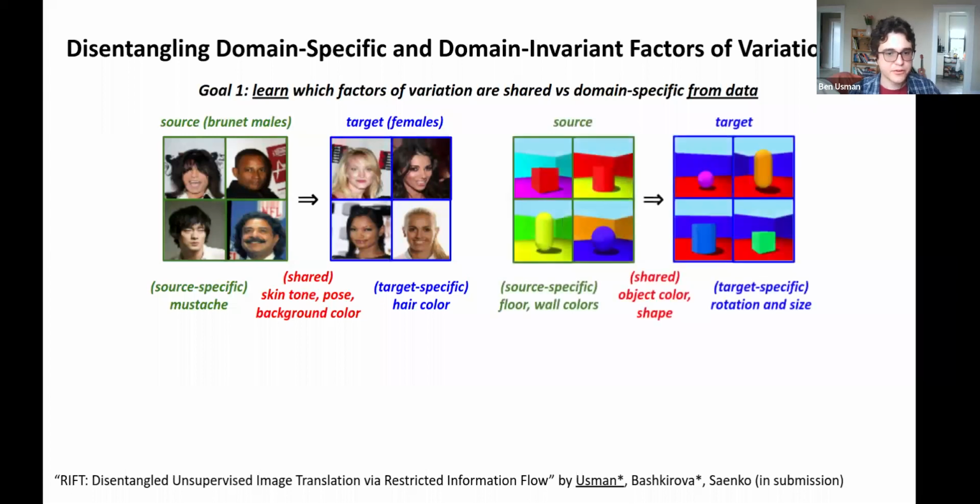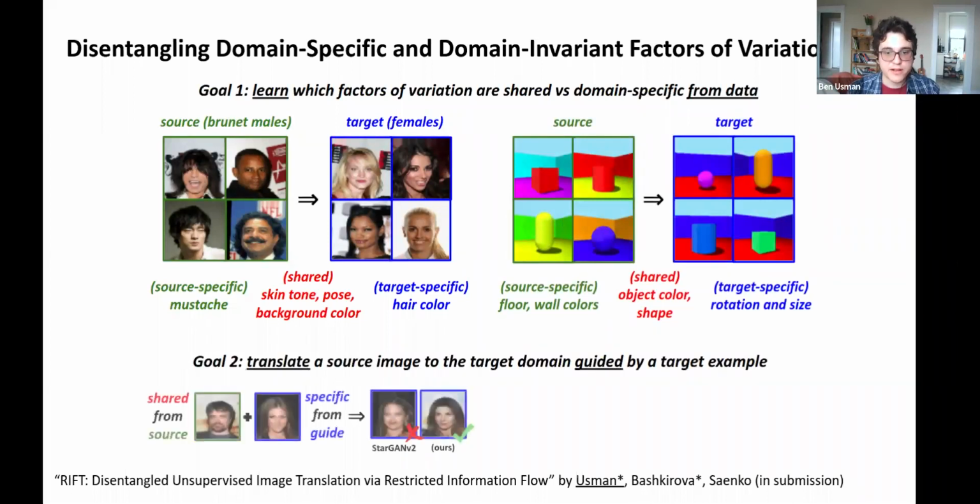On other domain pairs, the split can be completely different, depending on what is shared and what is specific in each dataset. Moreover, our model has to learn how to map images into another domain while preserving shared factors of the source image and applying domain-specific factors of the guide image. In this case, it has to preserve the skin color, pose, and the background of the source and apply the hair color of the guide.